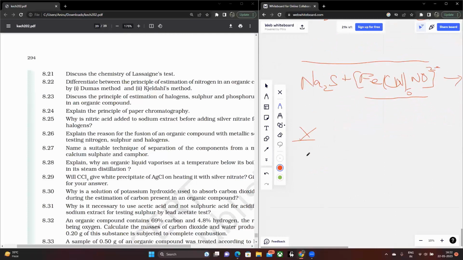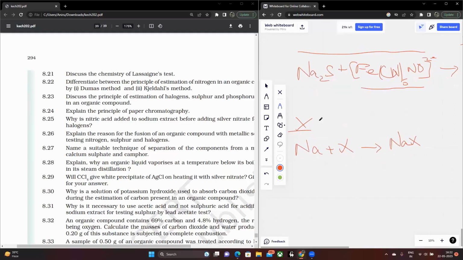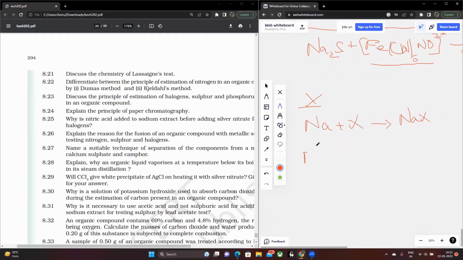Test for halogens is pretty simple. You take the sodium extract, NaX, where X is a halogen, chlorine, bromine, or iodine. This you acidify with HNO3 and you add AgNO3.